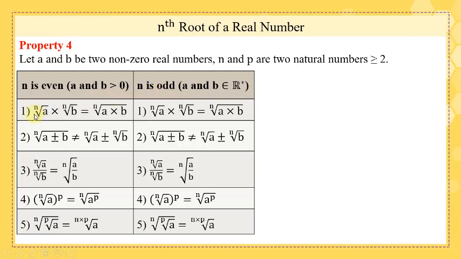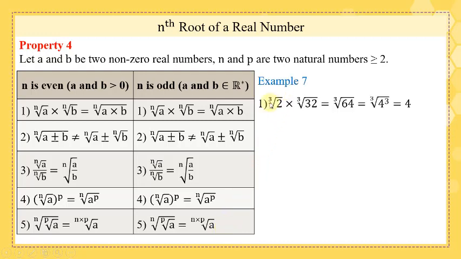Now, the first one, the nth root of a times the nth root of b is equal to the nth root of a times b. Same for n odd. The nth root of a plus or minus b is not equal to the nth root of a plus or minus the nth root of b. Same here. The nth root of a over the nth root of b is equal to the nth root of a over b. Also here the same. The nth root of a, all of it to the power p, is equal to the nth root of a to the power p. The nth root of the pth root of a is equal to the n times pth root of a.